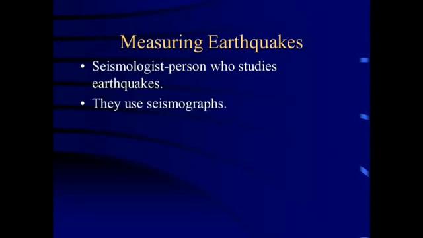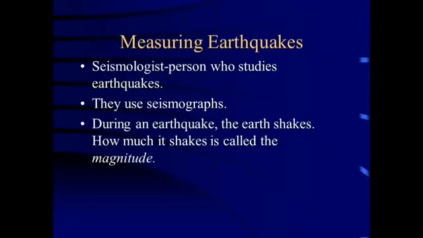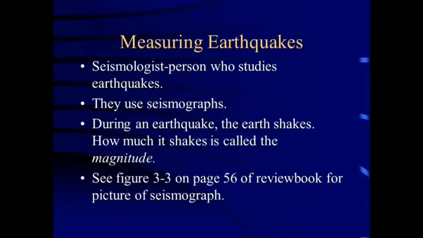Seismologists use a tool called a seismograph, and very simply explained, it's a pen or pencil that's drawing on a rotating drum of paper, and when the Earth shakes, that drum shakes back and forth, and it records how much shaking was going on. The more shaking, the more magnitude. All right, so that's a good vocabulary word. A strong earthquake has a high magnitude. And you can look in your review book for a nice picture of a seismograph.